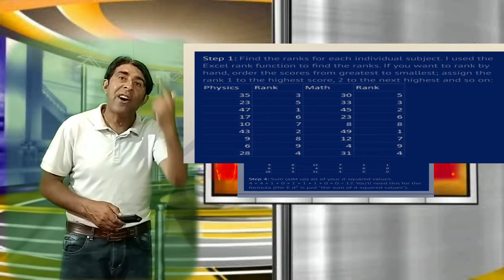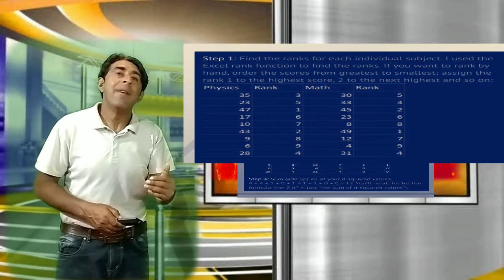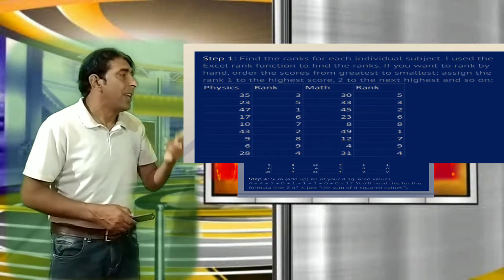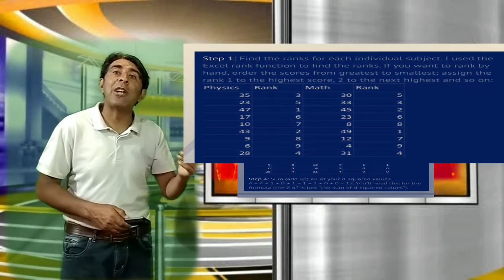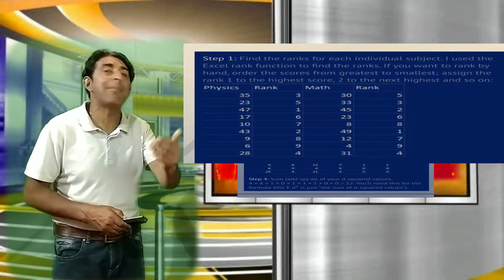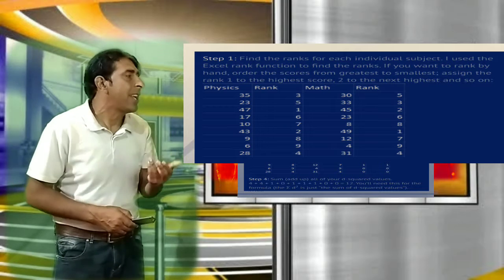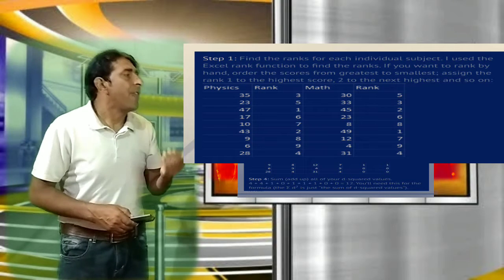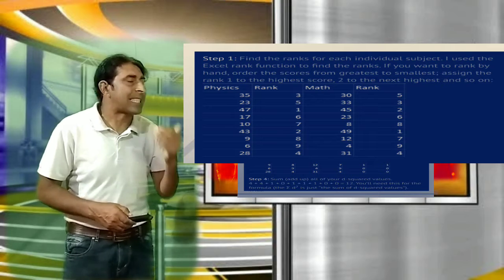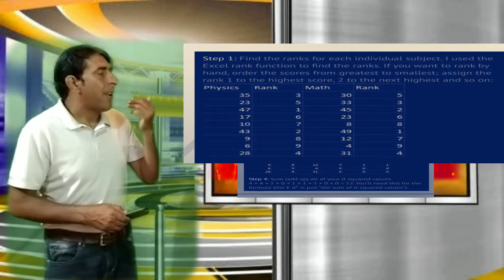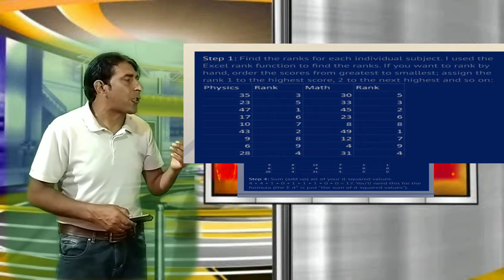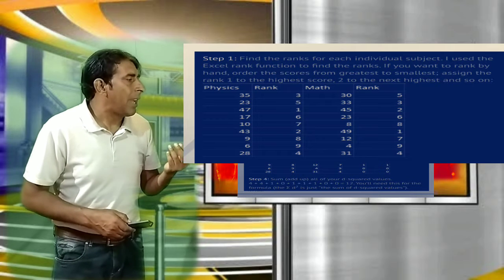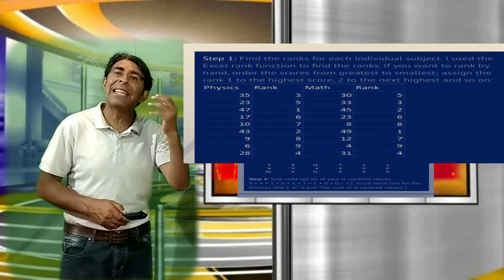We are assigning the rank first to the highest value in the variable, and the lowest rank to the lowest value in the variable. See here, we have assigned rank 1 to 47 because it is the highest mark scored by students in physics. Then we are assigning rank 2 to 43, rank 3 to 35, rank 4 to 28, then 5 to 23, then 6 to 17, then 7 to 10, then 8 to 9, and then 9 to 6. So we are assigning the ranks in this way.